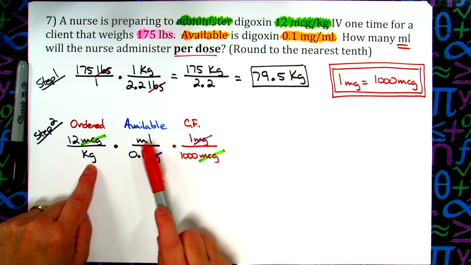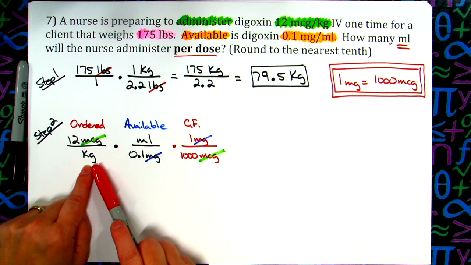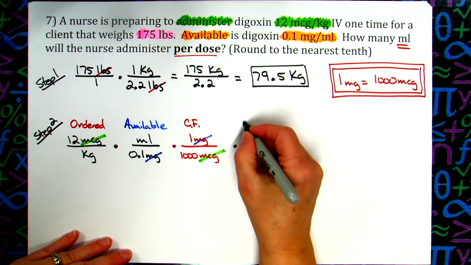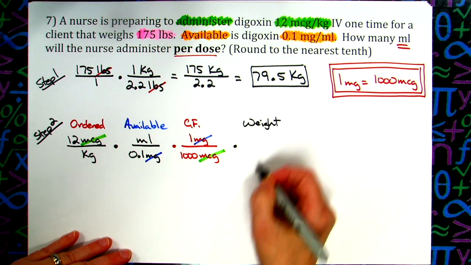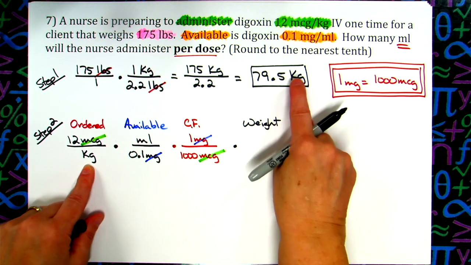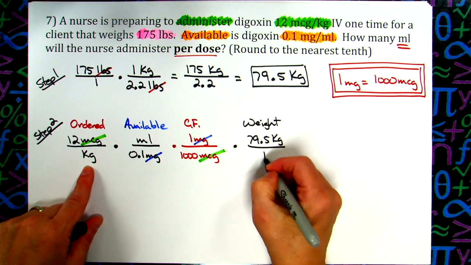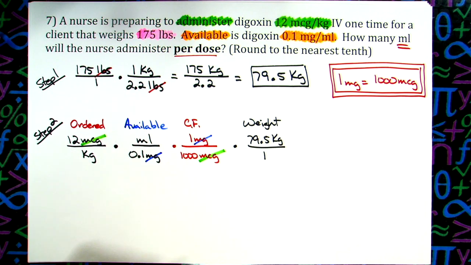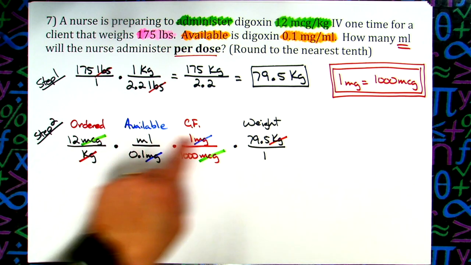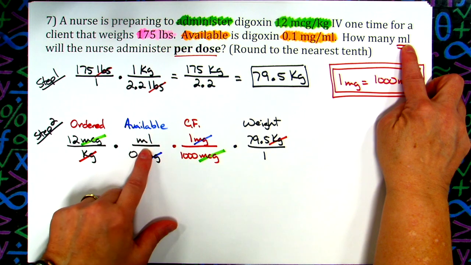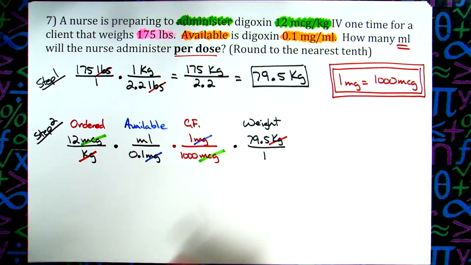Now I'm down to milliliters per kilogram. That's not what it asked for. It only wants milliliters, so I've got to get rid of kilograms. To get rid of kilograms, I need to multiply by the patient's weight. So I also have to include that. My kilograms is on the bottom here, so I'm going to put the 79.5 kilograms on the top, over 1. Then that's going to allow me to take kilograms and kilograms out. As I've said, looking at your labels will tell you when you're done. How many milliliters? The only label I have left is milliliters, so now I do know that I am done.